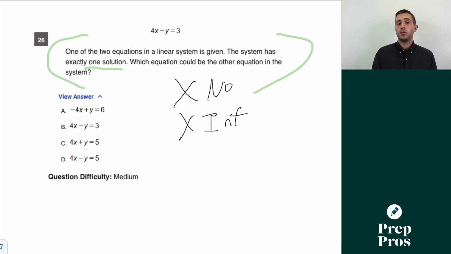Now, no solutions is going to be the same slope and a different y-intercept, and infinite solutions is going to be the exact same line. They're going to have the same slope, the same intercept.